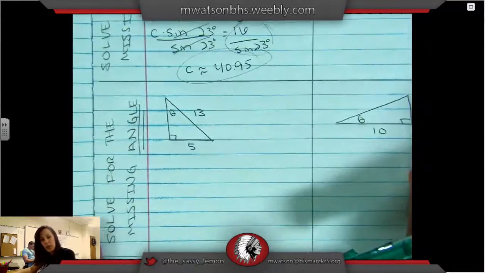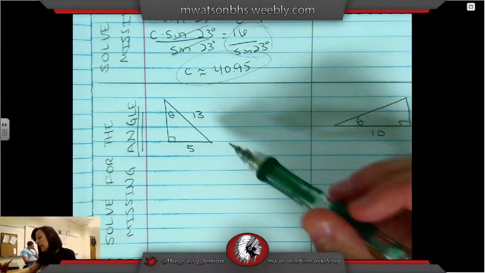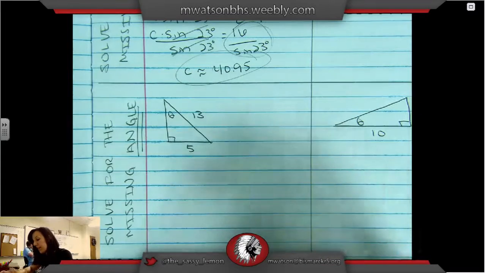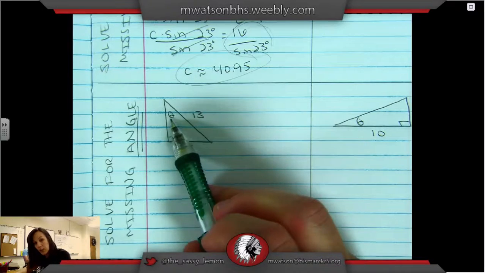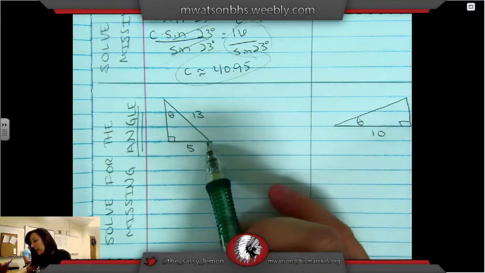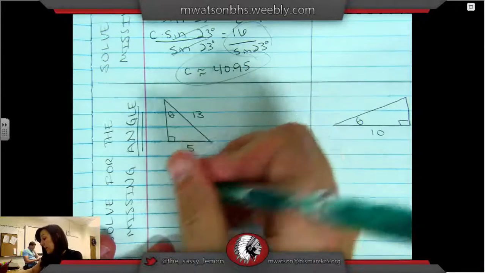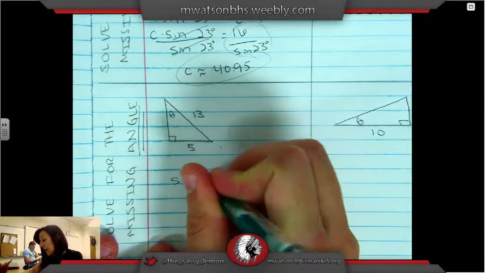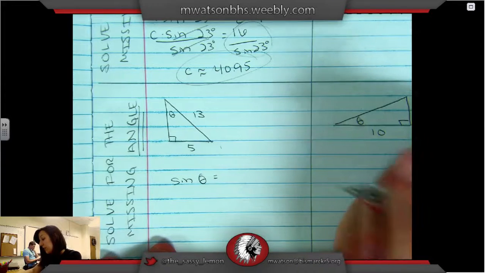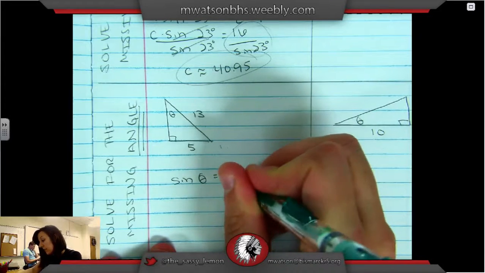All right, now we're on to our last problem. Solve for the missing angle. Again, just kind of analyze what are we given here. We're looking for our angle measure. We're given the opposite side and the hypotenuse. So again here we're going to be using sine. We're going to say sine of theta, our unknown, equals 5 over 13.